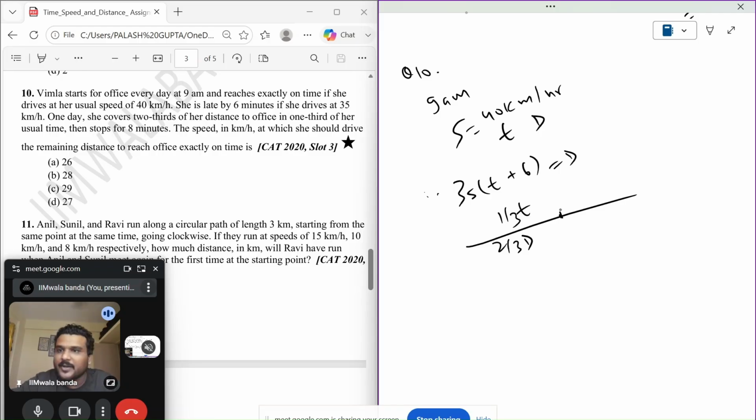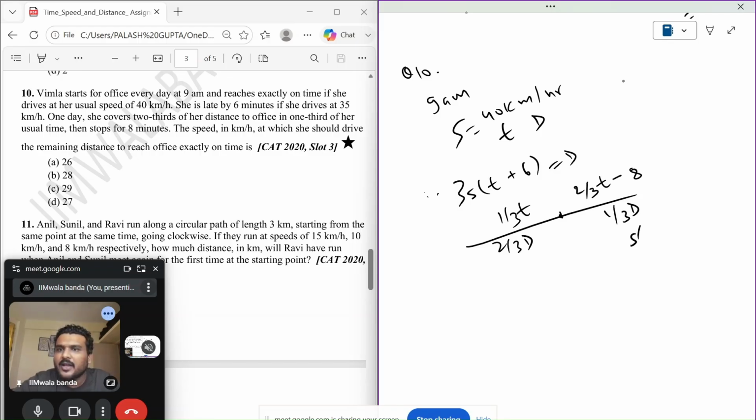Then she stops for 8 minutes, wasted. Then the speed to cover the remaining distance. This also we have done a few questions back. So 2 by 3 time is left? No. 2 by 3 time minus that 8 minutes that she has wasted, and she has to cover one-third of the distance at some speed s dash so that she can reach on time. We need to find s dash. We can't assume this speed to be the normal 40 speed. Let's just start using this information.